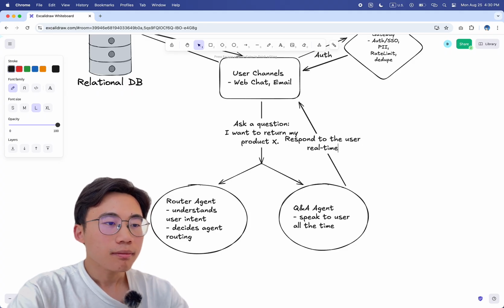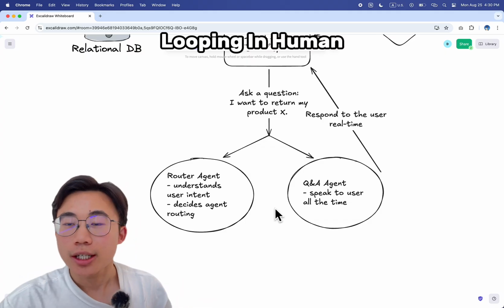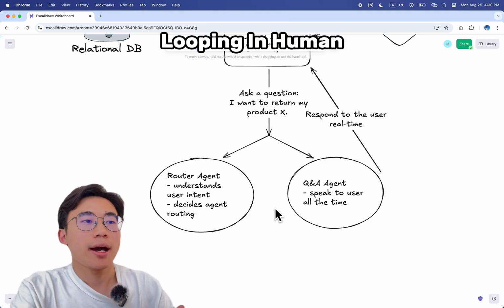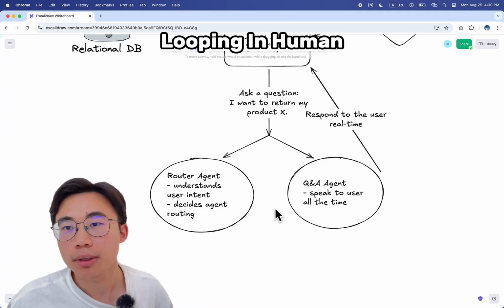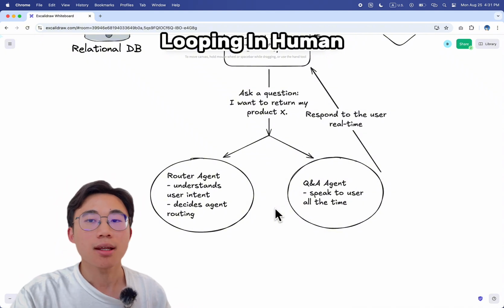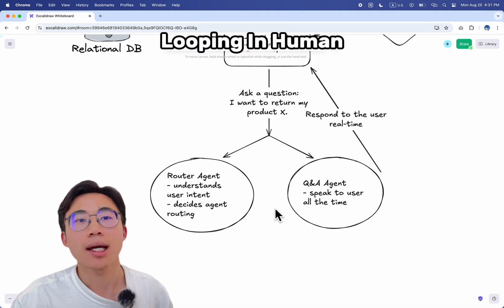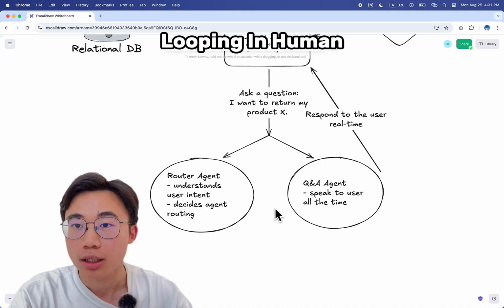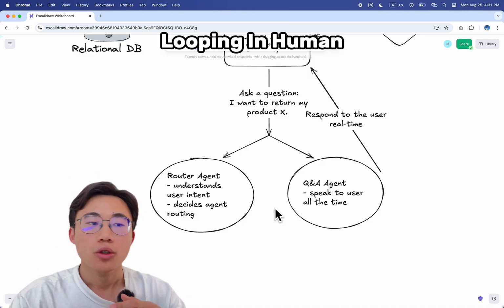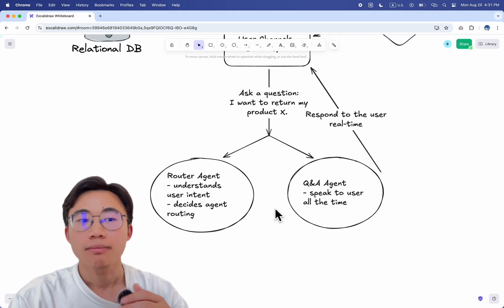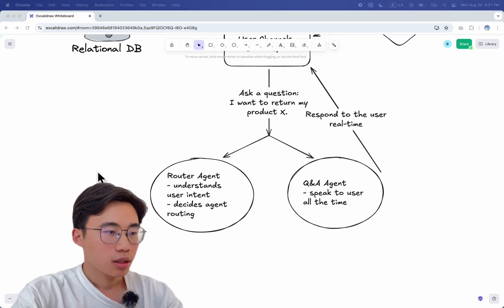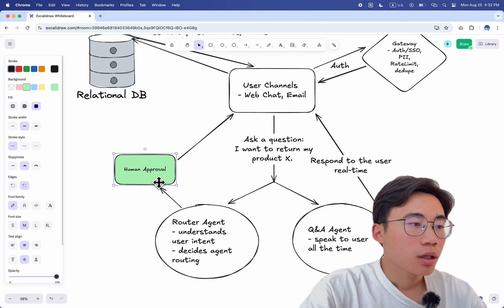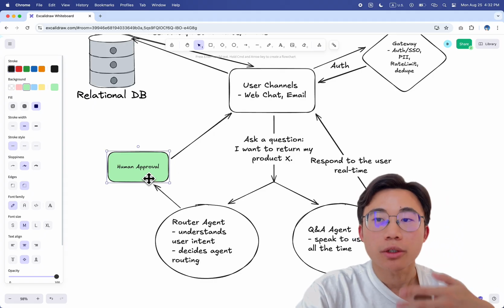Okay, so for the router agent, let's think about the edge case first, right? If the router agent realizes that this customer is very angry, or they ask a very complex question that our agent decides is way beyond the confidence it has to deal with itself, we need a mechanism to trigger looping the human back into this agentic system, so that the human will take over and our overall customer satisfaction rate will not be affected, right? So I'm just going to add in this human in the loop. Oh, this is so difficult to use. So now, in this case, the human will start to approve or disapprove any requests from the users.